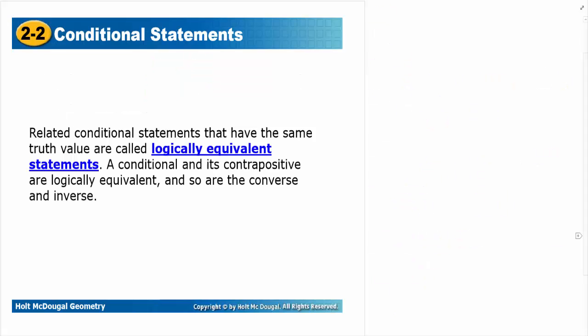All right. So kind of starting to wrap things up here. We got related conditional statements that have the same truth value are called logically equivalent statements. Again, you got some vocab here we need to have. A conditional and its contrapositive are logically equivalent, and so are the converse and the inverse. So again, if they're all rated as true or all rated as false, they're going to be what's called logically equivalent statements. Okay, so again, that's more vocab. There's a little bit of vocab in this chapter because we're trying to do something kind of new here dealing with logic.